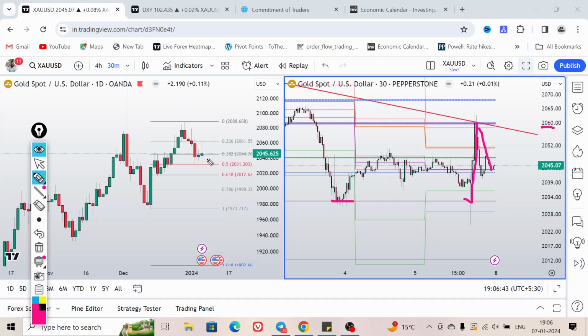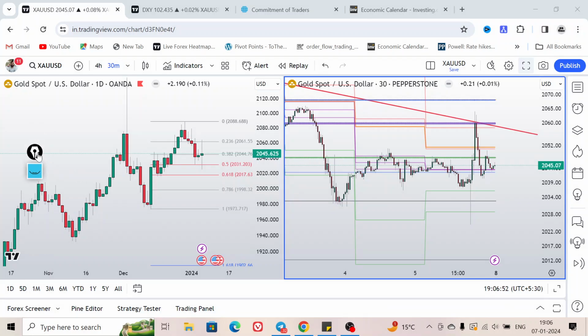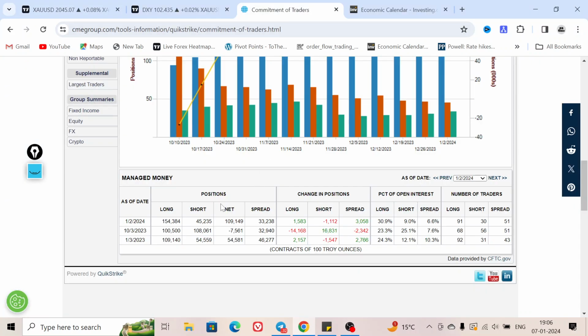So what are the levels that we have to watch for the next trading sessions? We are going to discuss those levels in this video on price action. But before moving into the price action, let's check the latest COT, that is the Commitment of Traders report.